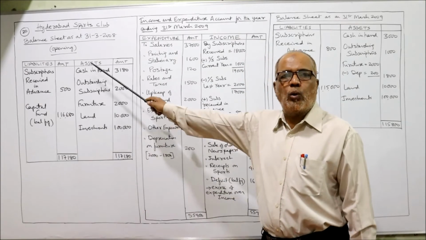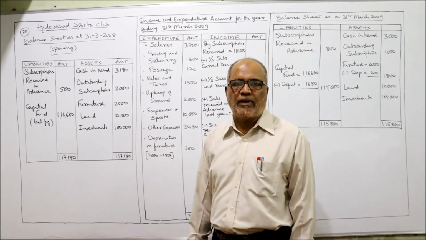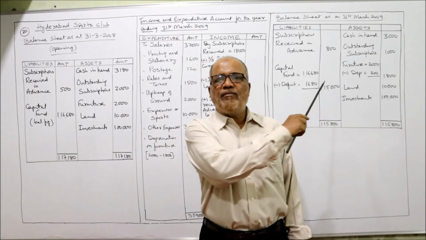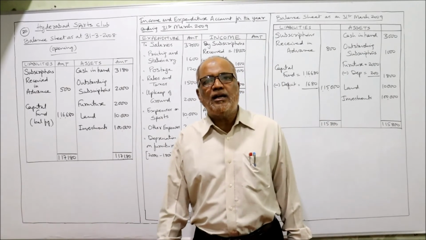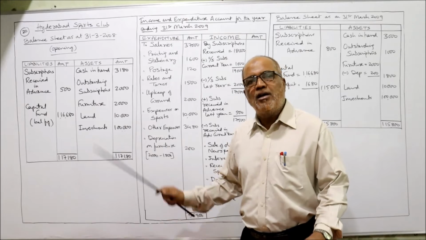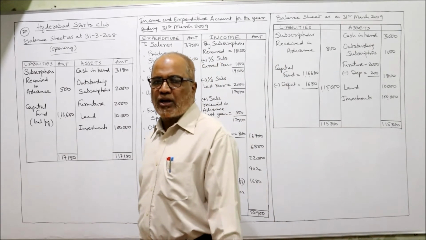So the capital fund is not given in the problem. So we have prepared the opening balance sheet to find out the capital fund. Without this capital fund, we cannot complete the current year's balance sheet. That's it. Now I am coming to the income and expenditure account.